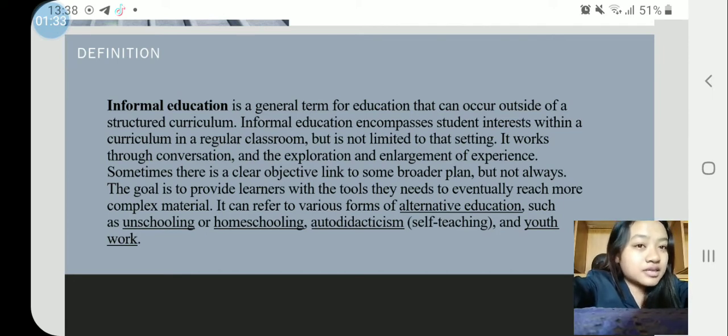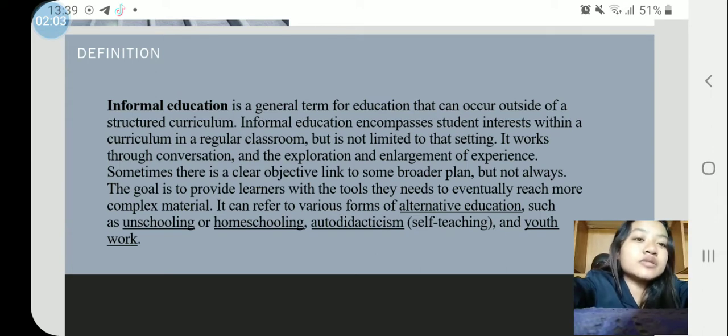In the next sentence, informal education encompasses student interest within a curriculum in a regular classroom, but it's not limited to that setting. It works through conversation and the exploration and enlargement of experience. Sometimes there is a clear objective linked to some broader plan, but not always. The goal is to provide learners with the tools they need to eventually reach more complex material.